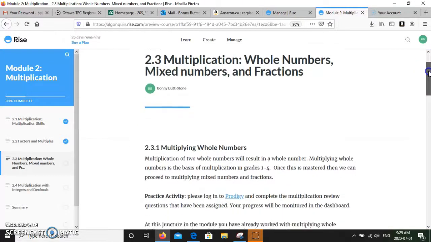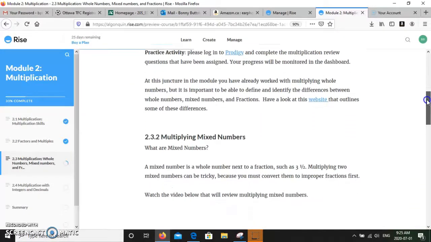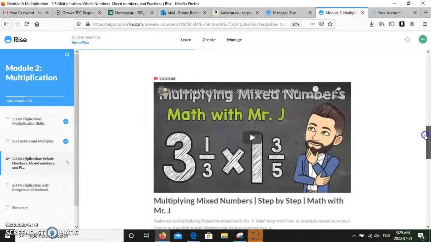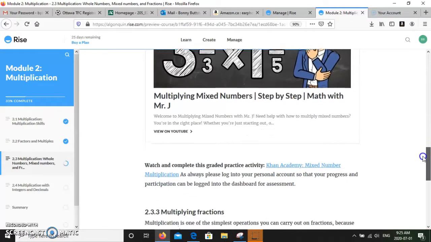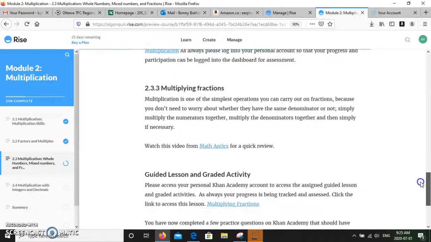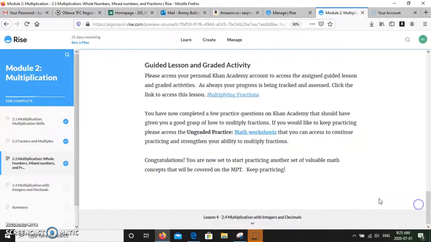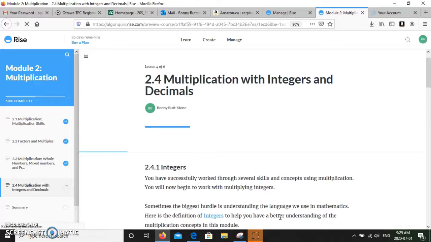Lesson 2.3 of this module. Multiplying fractions, guided lesson and graded activity. And then on to the next one. Sorry about that.